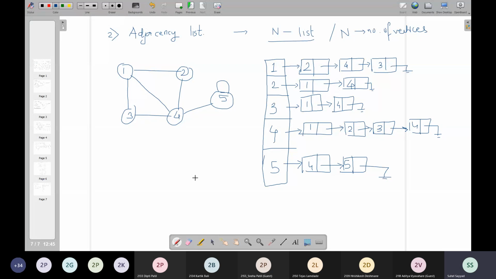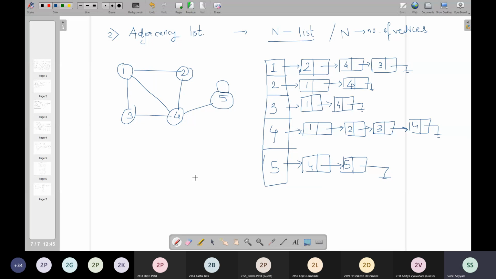Is this understood? Yes, sir. Is the adjacency list representation understood here in this case? Yes, sir. Now I have one question. Let's see who will answer this.